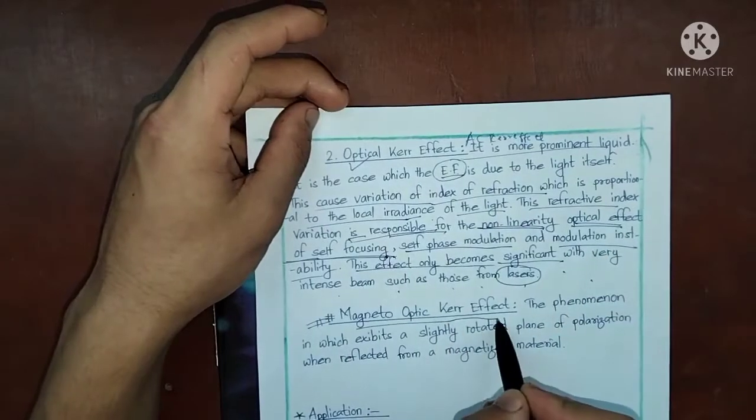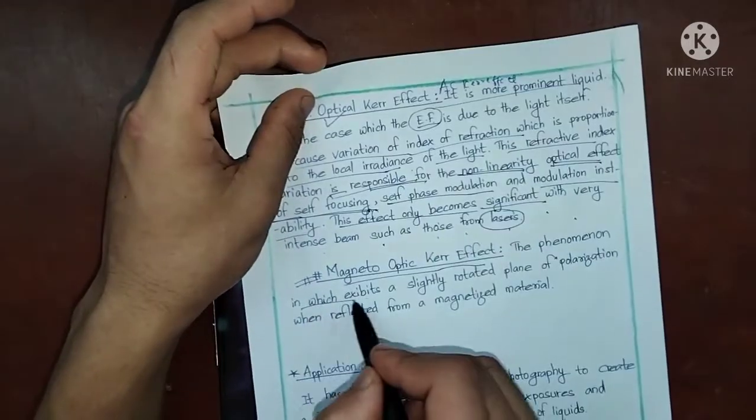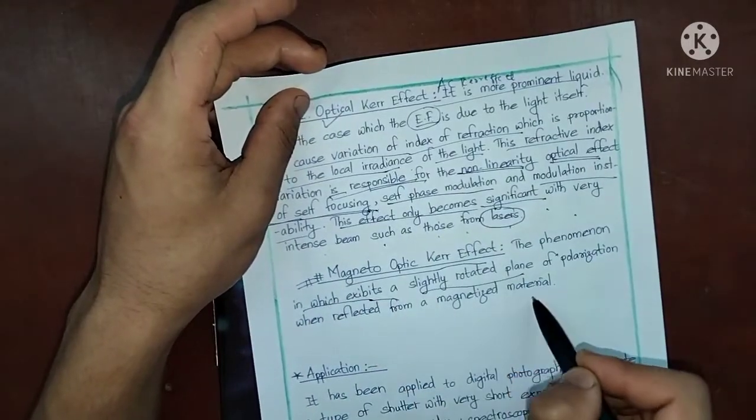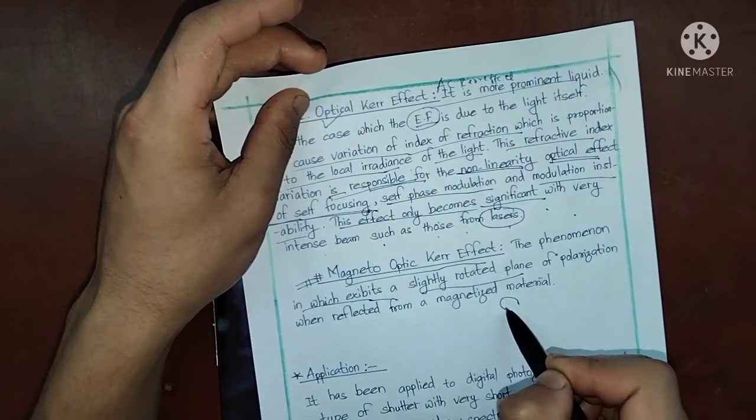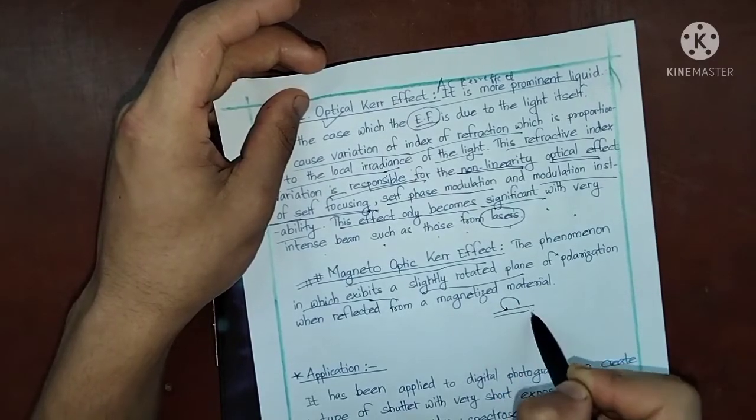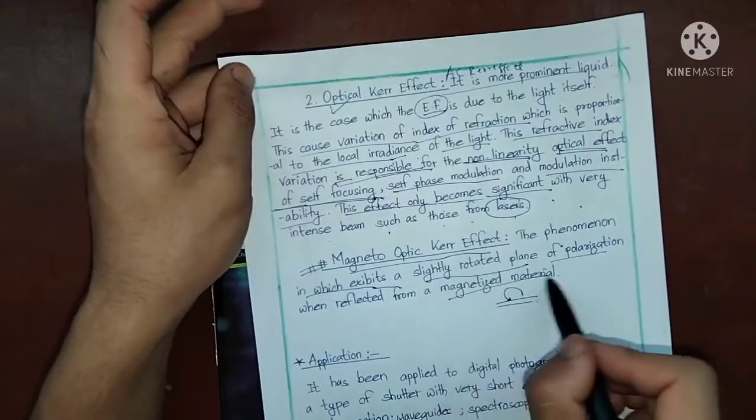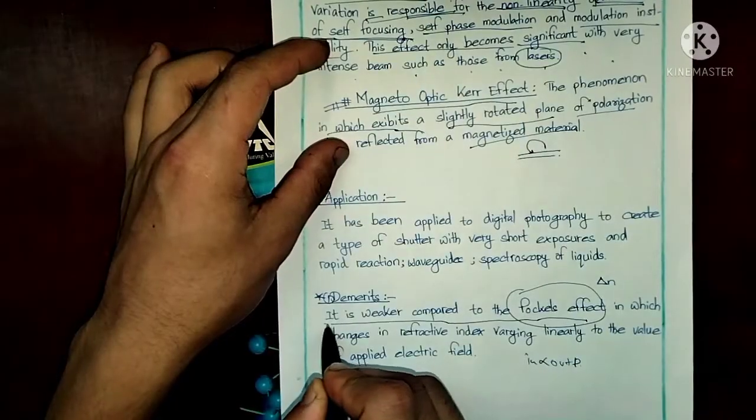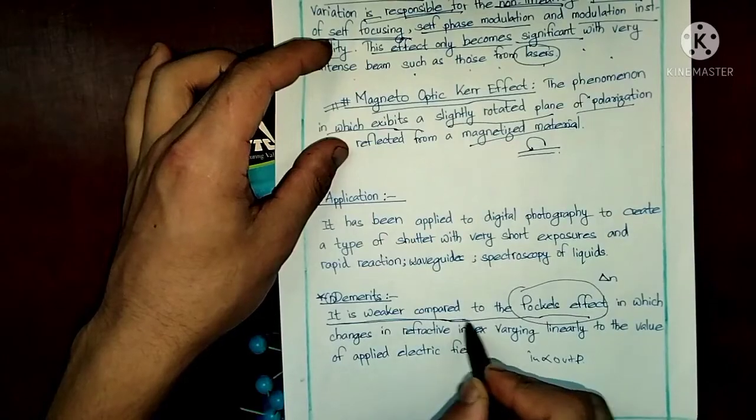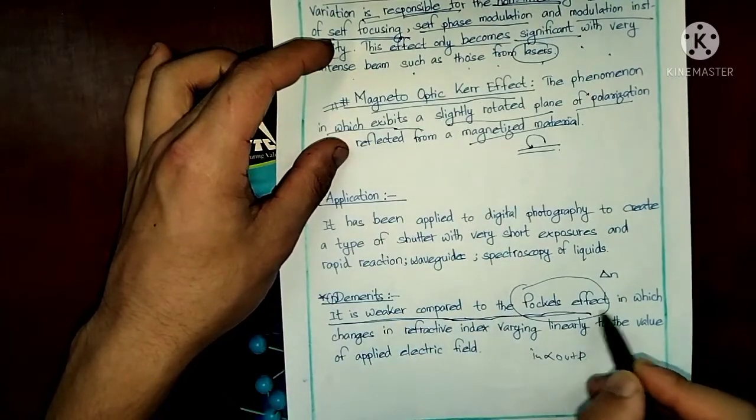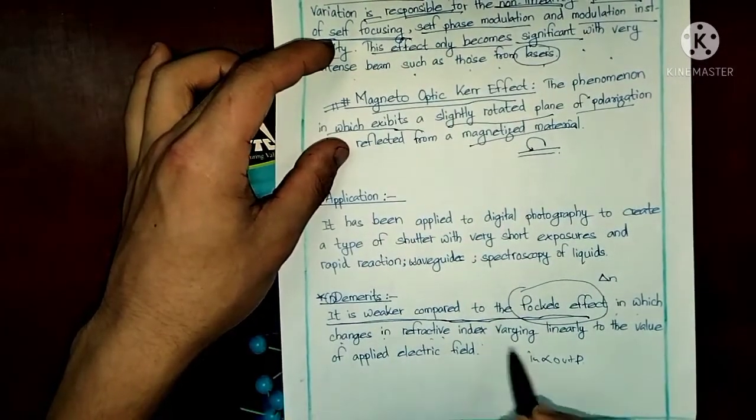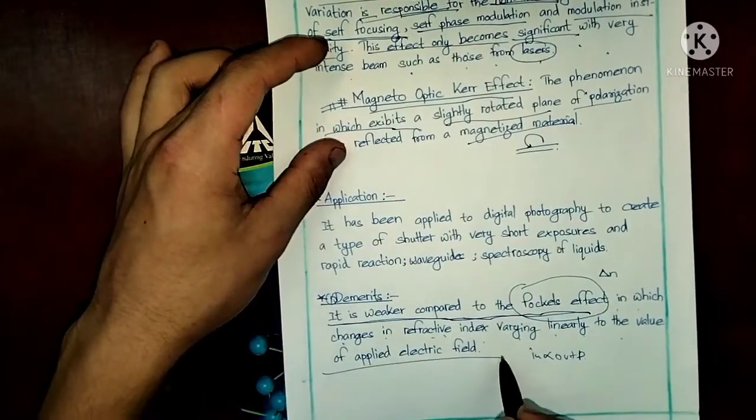The magneto-optic Kerr effect is the phenomenon in which the plane of polarization is slightly rotated when light is reflected from a magnetized material. One demerit is that it is weaker compared to the Pockels effect, in which changes in refractive index vary linearly with the value of the applied electric field.